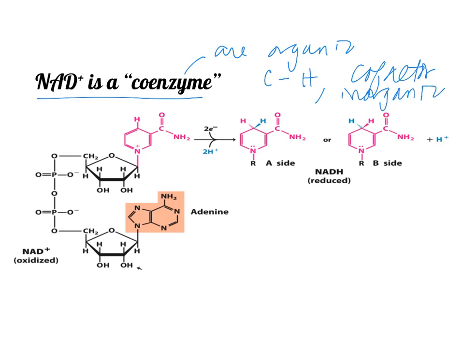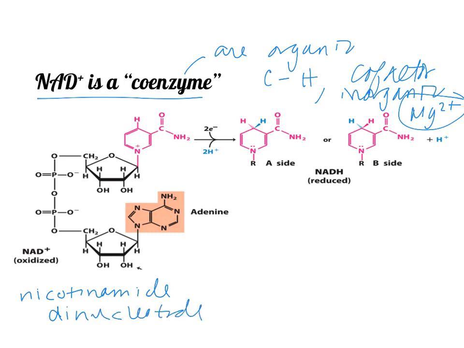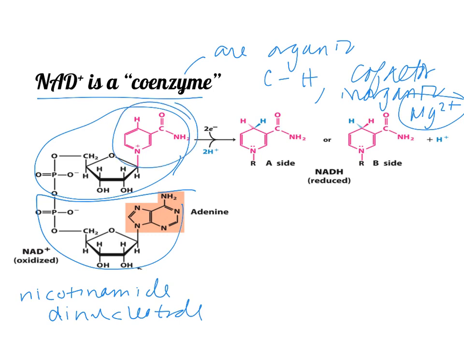So an example of a cofactor would be magnesium. It's not organic, but it might help the enzyme function. So NAD stands for nicotinamide adenine dinucleotide. I'm hoping that you can see that there is 1 and 2. Those are the 2 nucleotides. This pink region up here is the nicotinamide. So this is a 2 electron, 1 hydrogen carrier.